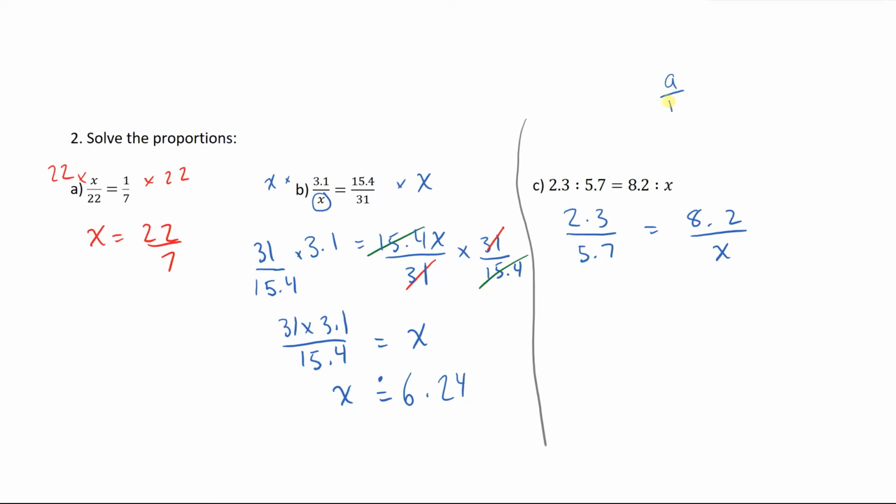If you have a over b is equal to c over d, it is also true that b over a is equal to d over c. I can flip both those fractions around. You can prove it by multiplying both sides by b, multiplying both sides by d, dividing both sides by a, dividing both sides by c. So I'm going to use that here to flip.